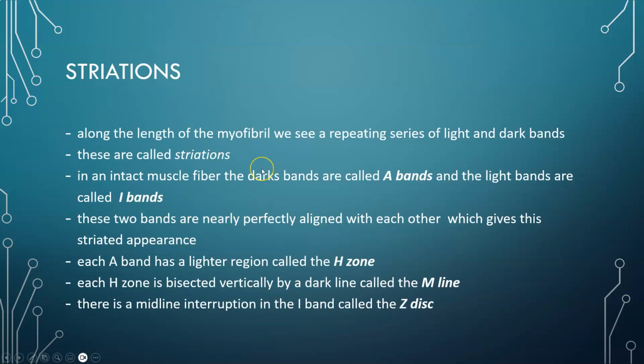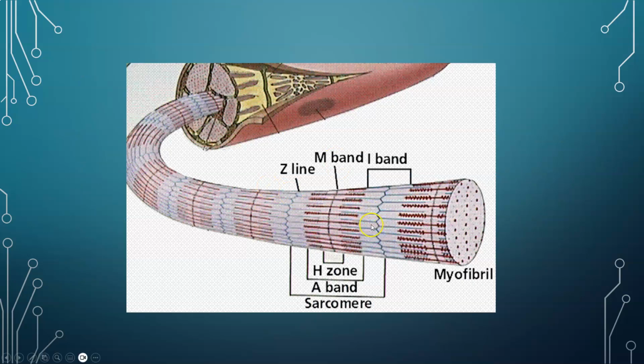So, when we look at these repeated sarcomeres under the microscope, what we see is a repeating series of light and dark bands within the muscle cell itself. These repeated series of light and dark bands are called striations. And in an intact muscle fiber, we call these areas by different names. So the dark bands are called A bands, and the light bands are called I bands. So we can see the A band here and the I band up here, light.